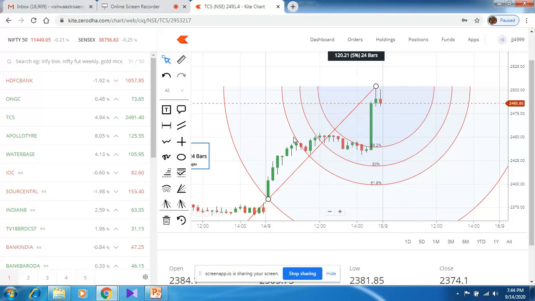So every time it crosses a line, we need to wait for the next curve for it to cross. Then only it is confirmed that it will go into the space of the next two concentric circles. If it doesn't cross, it will go higher and higher. But once it crosses, we need to wait until it crosses the other circle. So this is the clear indication of when to enter the market and when to leave the market.